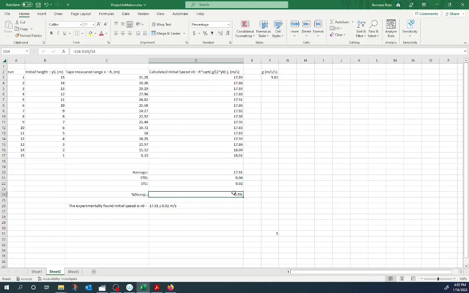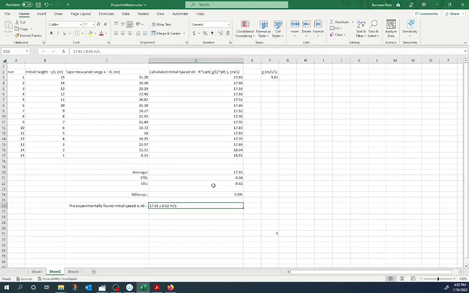And here's a percent discrepancy. You can see how I calculated that. It's the expected speed, 18, minus the average, here in D20, divided by the expected speed, 18. So it's x best minus x over x best. And then display that as a percent by clicking this percent toggle right there.